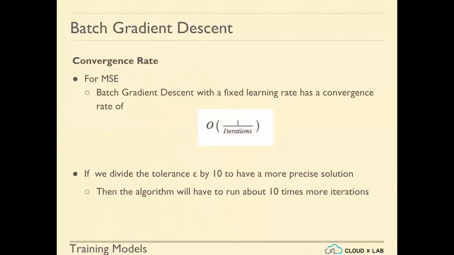So start with large iterations, and you interrupt it in case the error is not going down beyond a certain value.